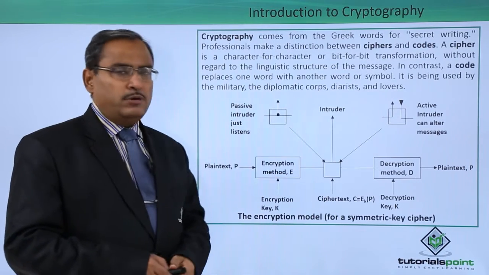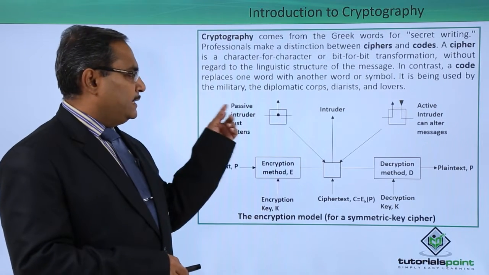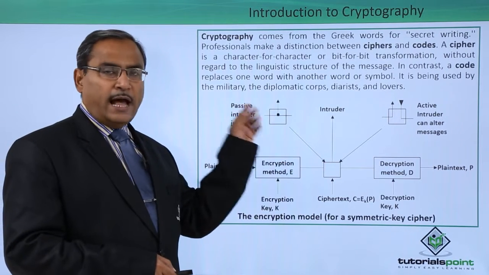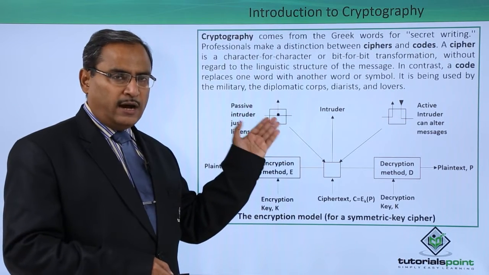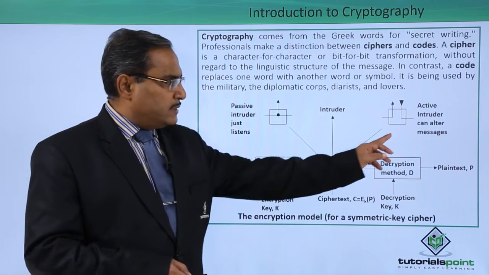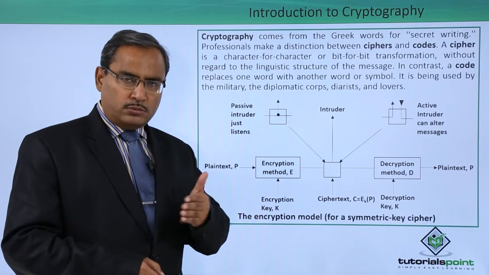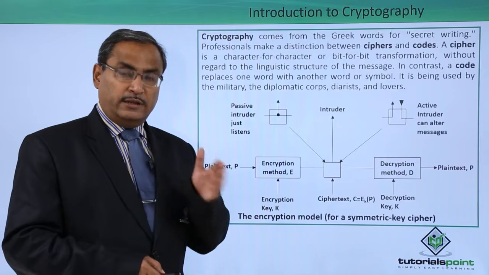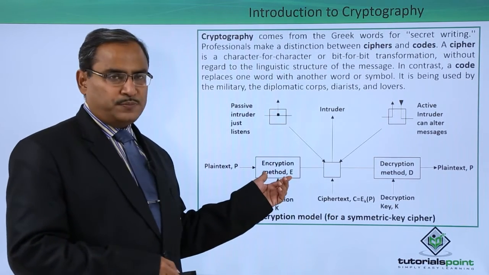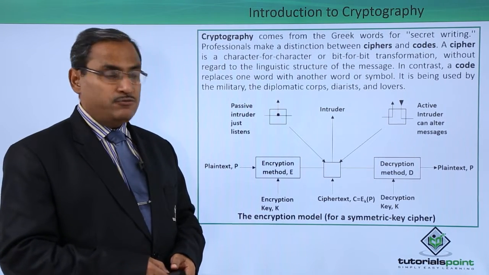Two types of intruders are there: one is a passive intruder, another is an active intruder. A passive intruder just listens. They read the ciphertext and try to decode it. After getting the plain text from the ciphertext, they just observe. But the active intruder may receive and decode and understand the plain text, then change the plain text, go through the encryption process again, and transmit that message. That is known as the active intruder.